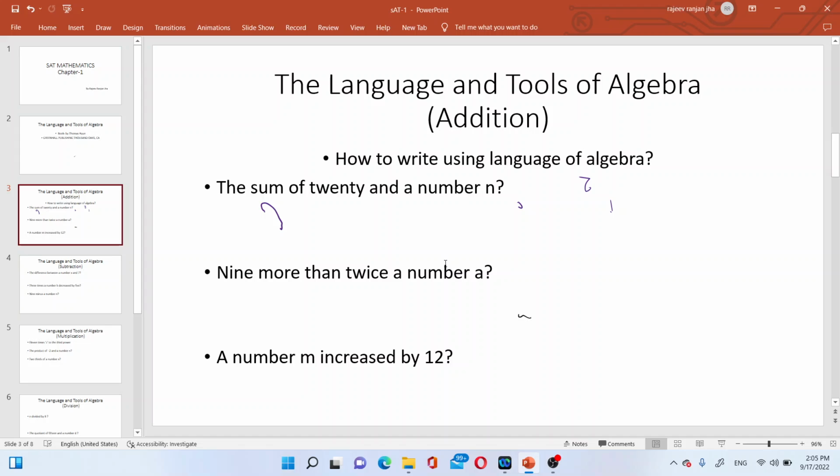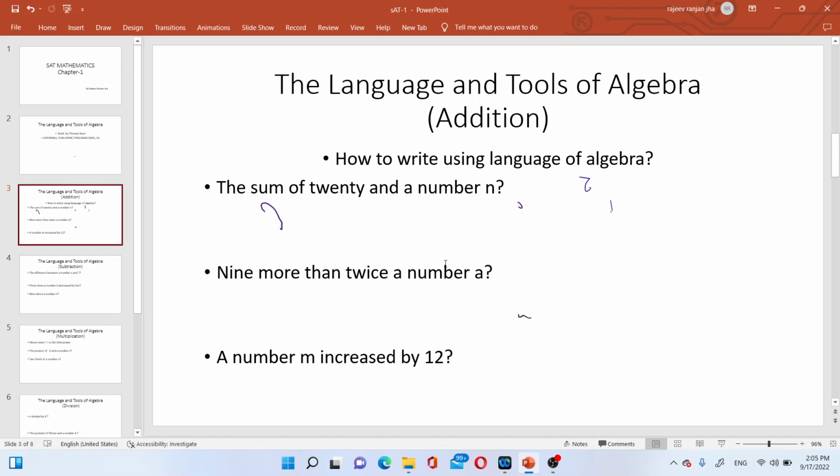Like, say, if you give an example that there are few mangoes in that basket, so you don't know how many mangoes, how will you tell them, or how will you represent it? So you can say let there be x number of mangoes. So representing a number which is unknown at present by an alphabet is algebra.